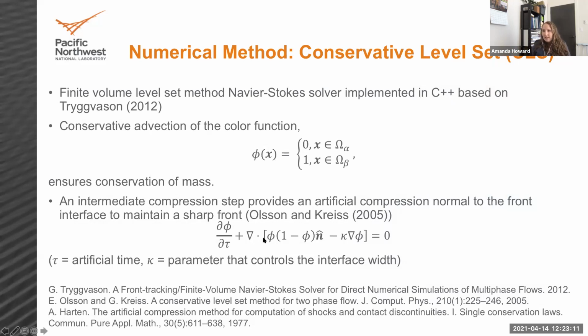And then I will talk about this last bullet point more later. But the important thing here is the color function typically doesn't have a sharp transition between 0 and 1. It's not a step function. We're going to smooth it out over the grid. And we don't want it to get too smooth. So at each time step, we have an intermediate compression step that provides compression and means that we have a sharp front. So we have a sharp transition in the color function.